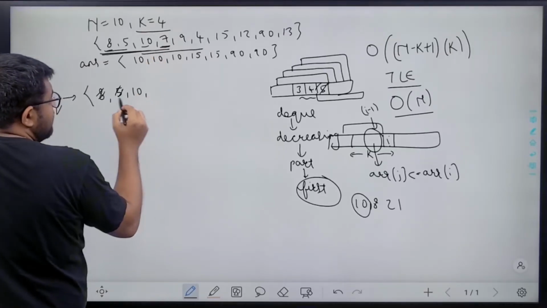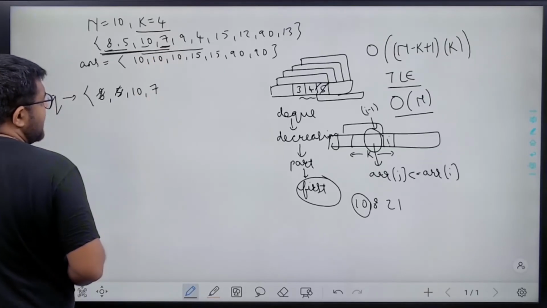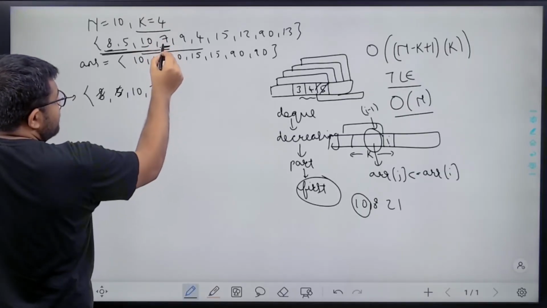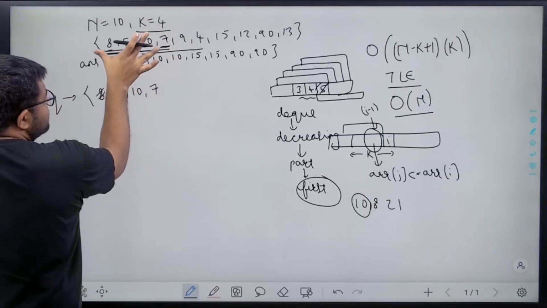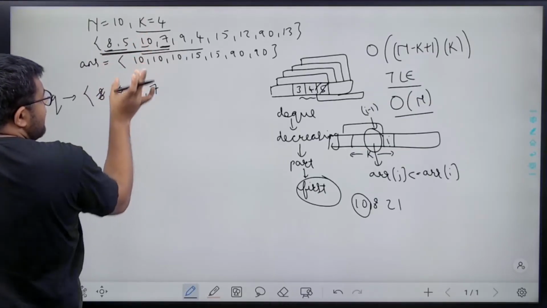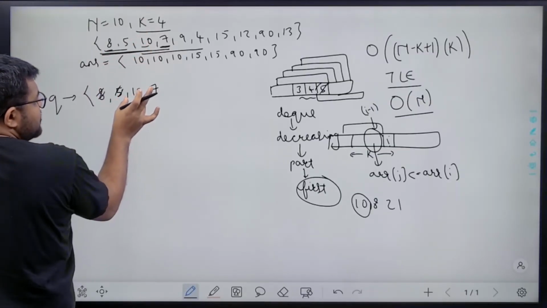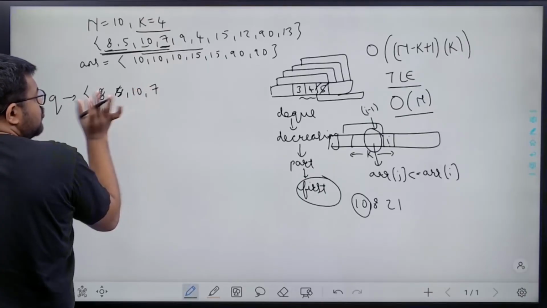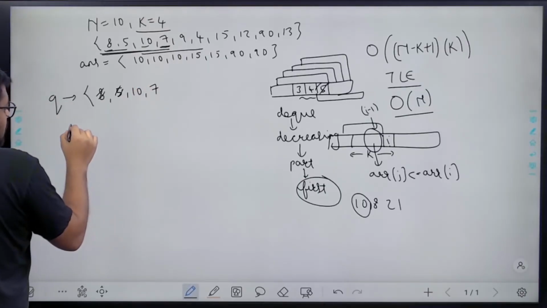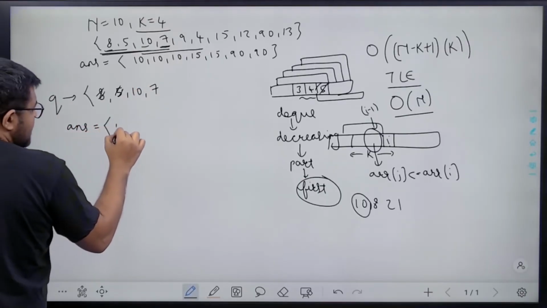Then comes 7. Now 10 is greater than 7, so I will not remove it, I will keep it as it is. Now I am at the 4th index, so I have got the first subarray of size 4. So now at every step I will add the first element of my deque to my answer. So I will say my answer contains 10.